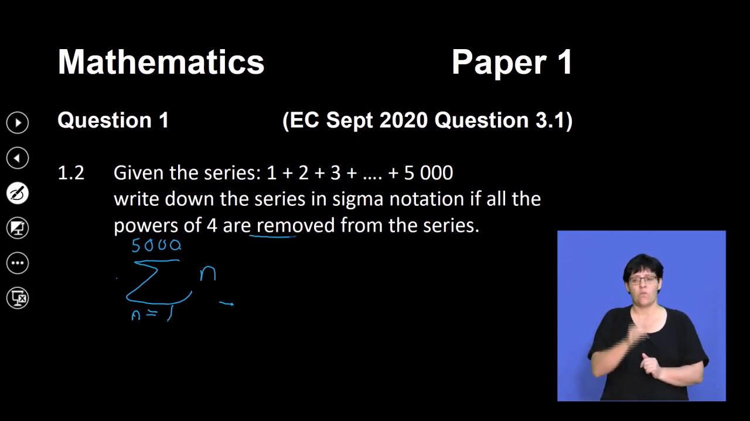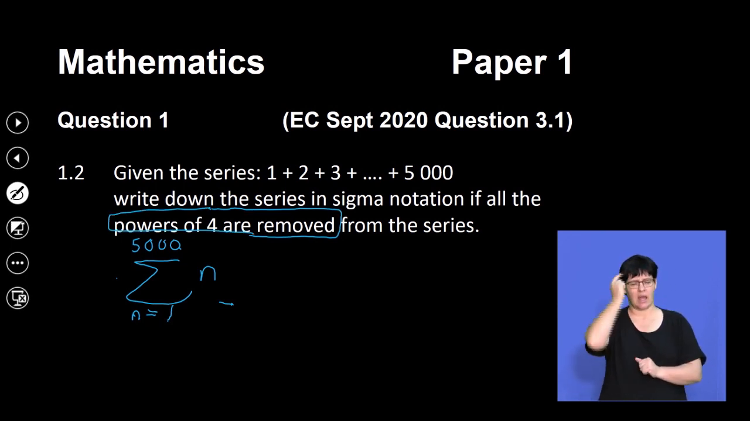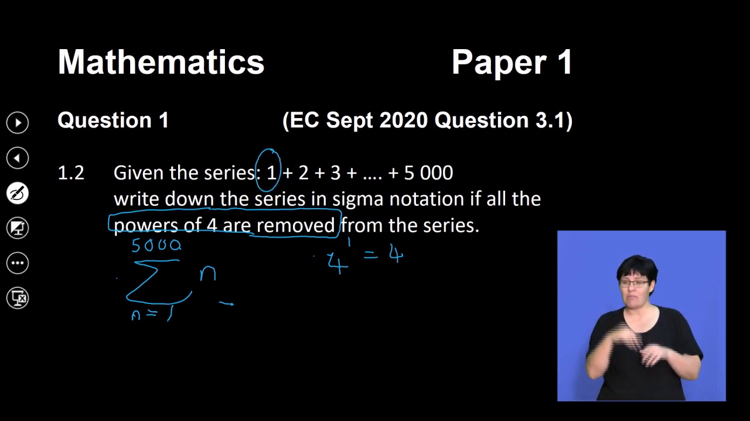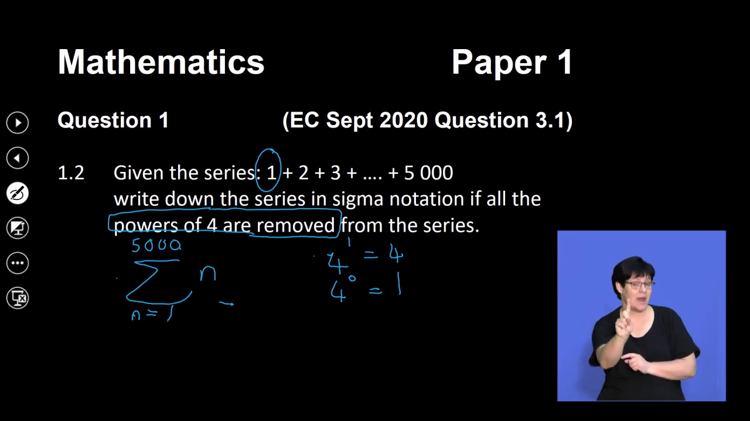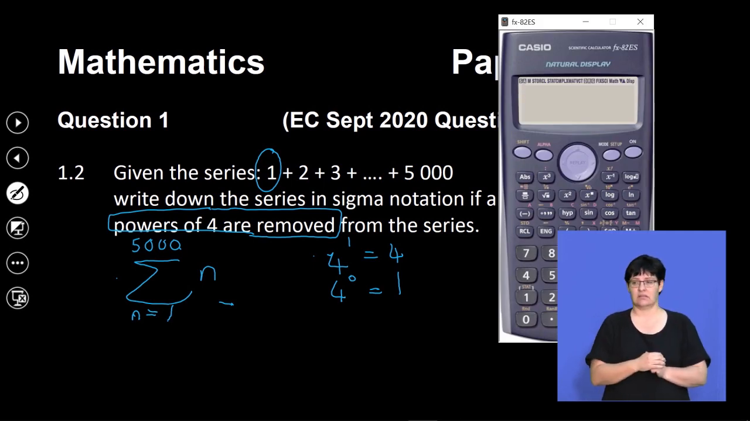From that, we're going to have to remove all the powers of 4. We need to be careful here. It's tempting to say that the first power of 4 is 4 to the 1, which is 4. But if we think very carefully, the first power of 4 is actually 4 to the 0, which is equal to 1. We also need to think about the biggest power of 4 that is less than 5,000, so we're going to go to our calculator for that.